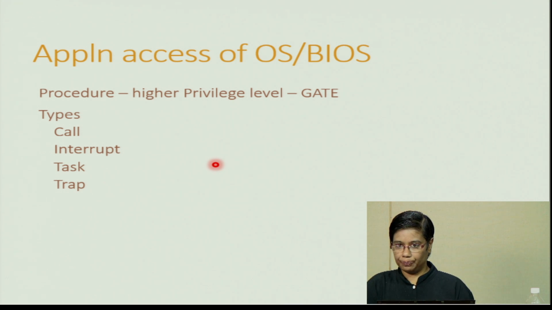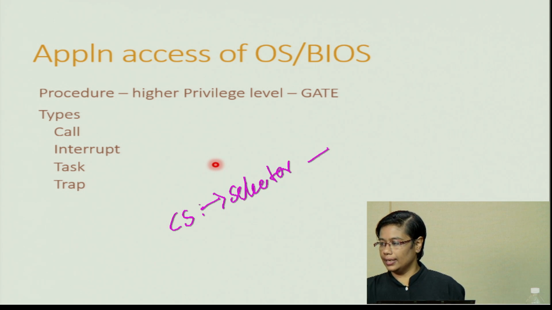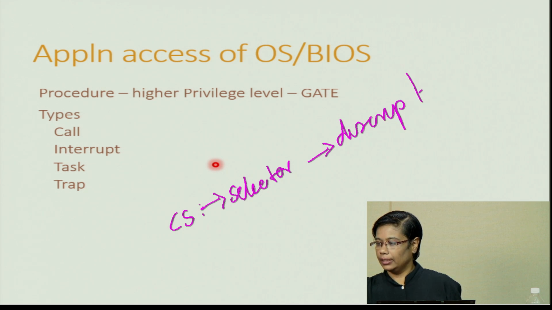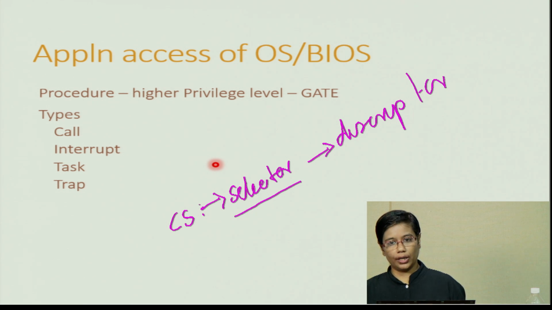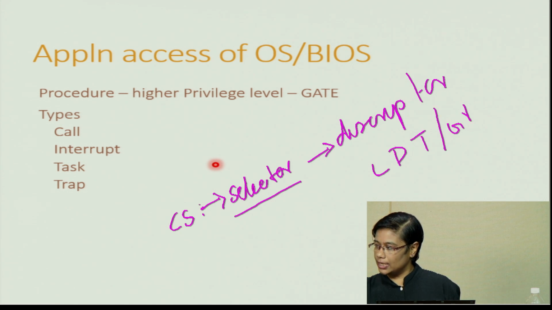Now, if you remember, the code segment or any other segment register will have the selector. The selector is going to point towards the descriptor. That is what is going to happen. The code segment has a selector, and the selector will be pointing towards the descriptor. Now this descriptor can be in the LDT or the GDT.